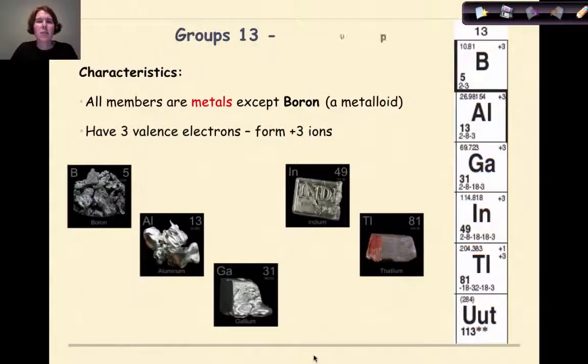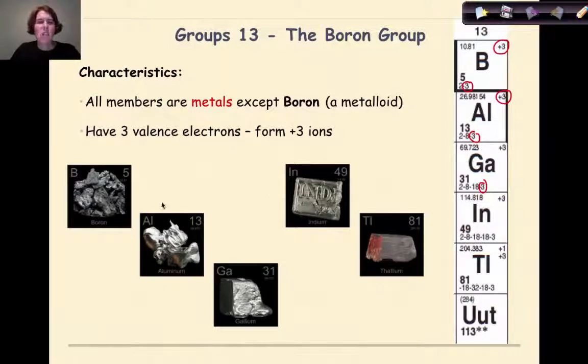Now let's talk about group 13. And group 13 is known as the Boron Group. The characteristics of these groups is these are all metals with the exception of boron, which is a metalloid. They have 3 valence electrons and will form +3 ions. So all of these here will end in the number 3 as we see right here, and all have a charge of +3 down the group.